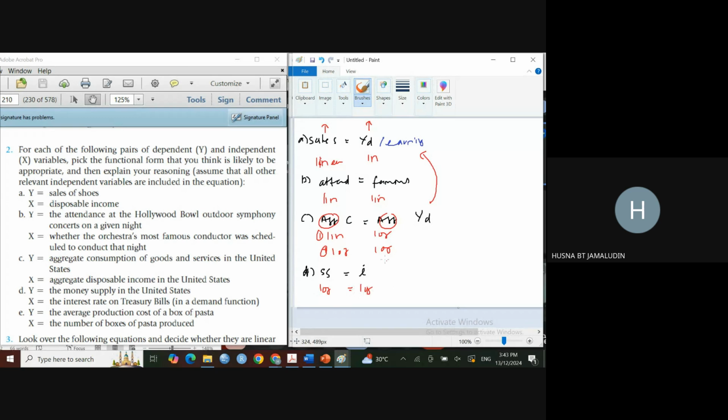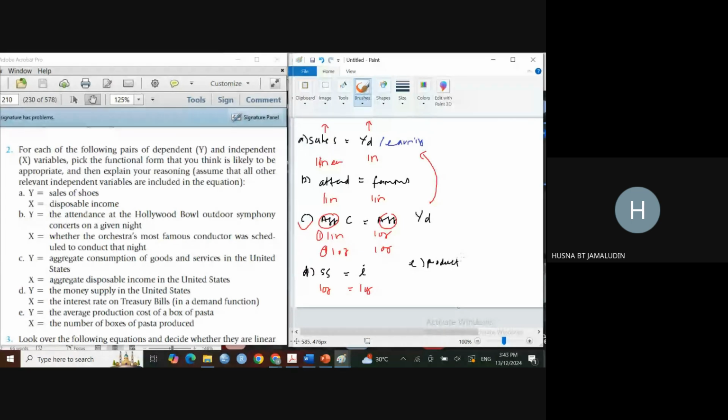Okay, but here for the C, you can also use lin-log. But normally when we want to estimate the equation, we will just use double log. Okay. That is D, and then the last one is E. What is it? Average production cost.